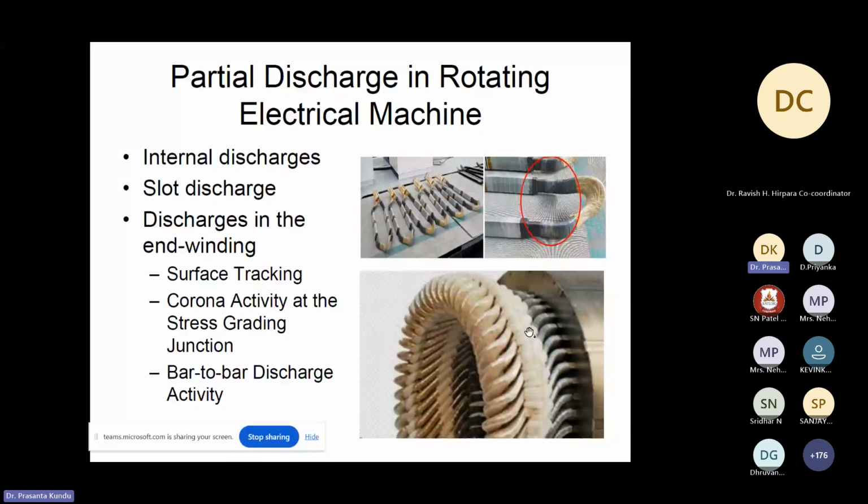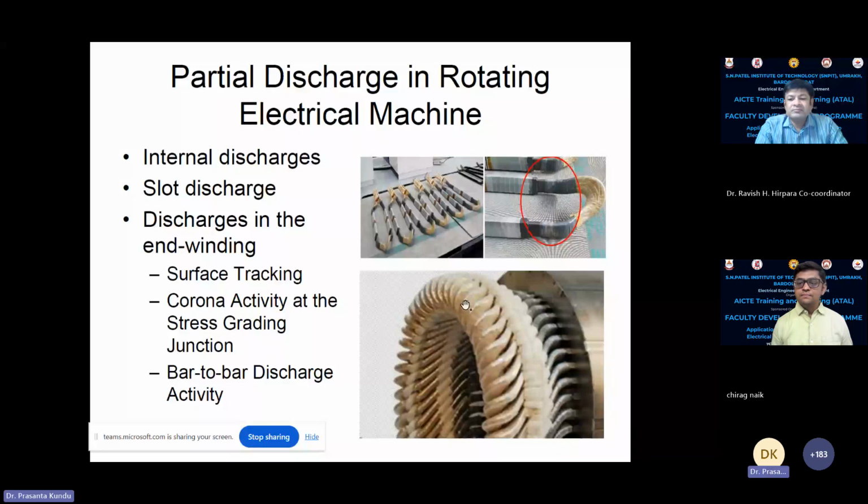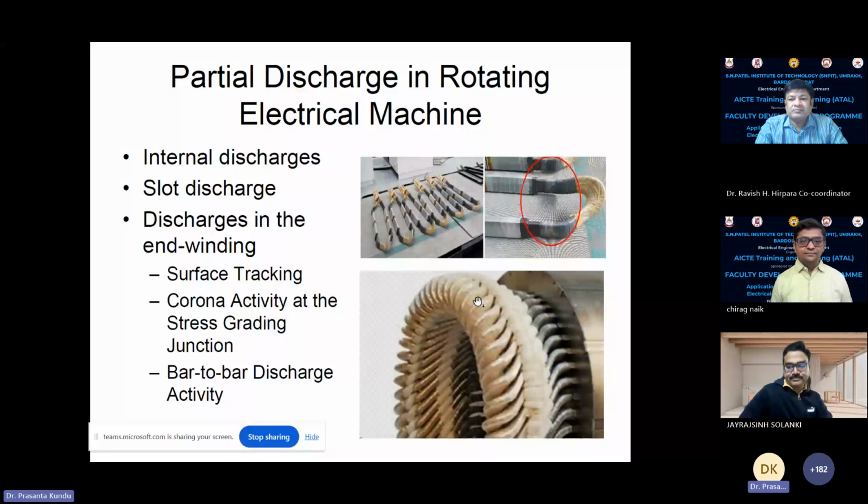In the overhang portion, two different coils are placed there, so there will be voltage differences. Similarly, because of the capacitive distributions, if a higher voltage appears than the breakdown voltage of that particular localized zone, then there will be discharge. So that is bar to bar discharge.